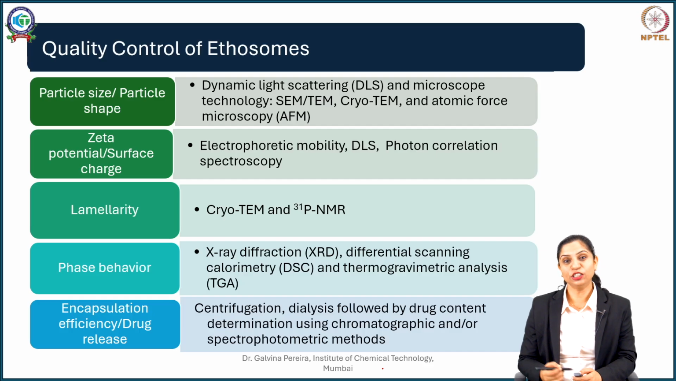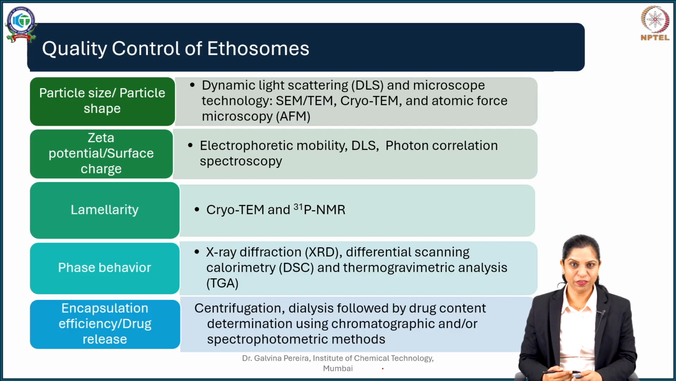In order to check the lamellar nature, you can do cryo-TEM, or you can use the phospholipids, which contain a phosphorus moiety. If you use a labeled one, you can depend on the isotopic abundance of P31 and carry out the NMR.